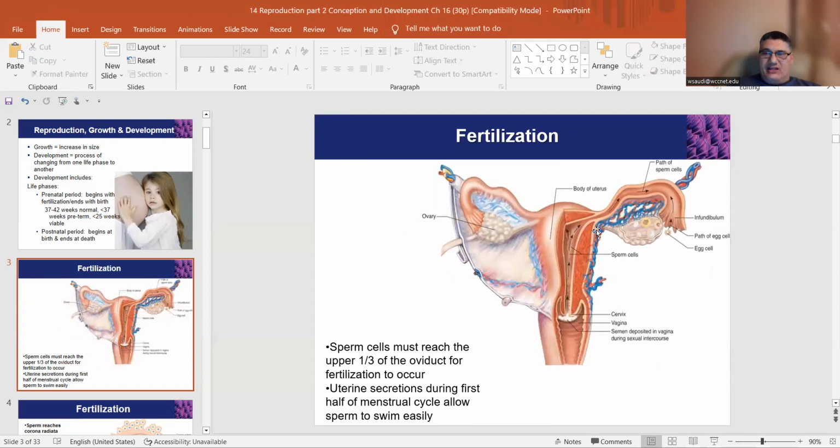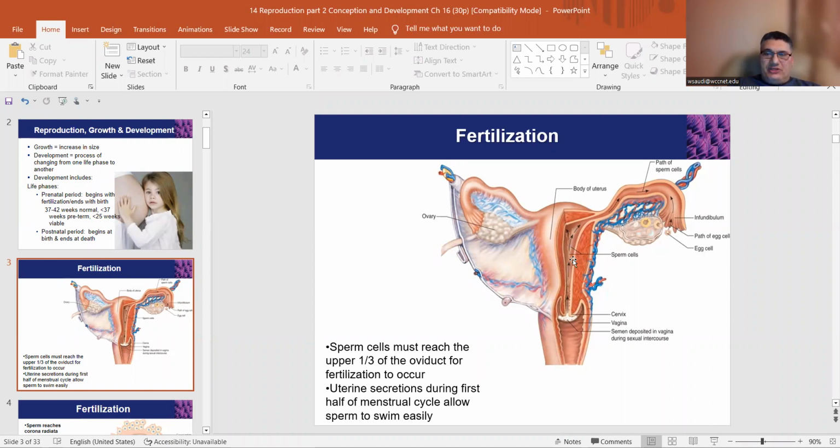If that happened, usually it happens in this third, in this part right here. So this is going down, and this is going up. They will meet somewhere around this area. We call it the upper third of the oviduct, or in the oviduct is good enough.